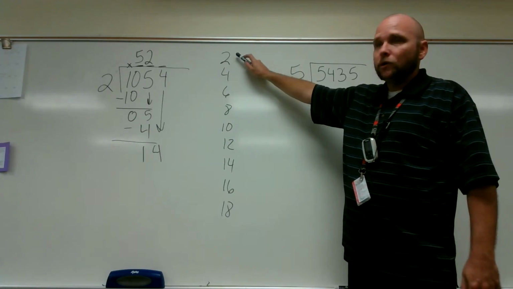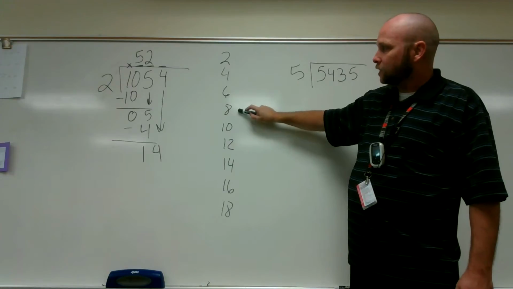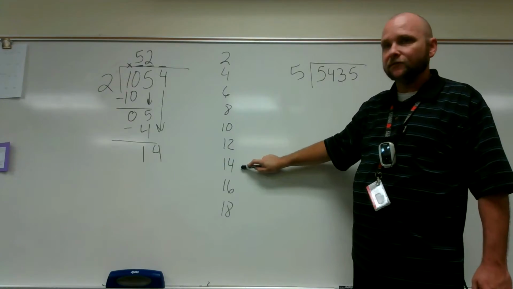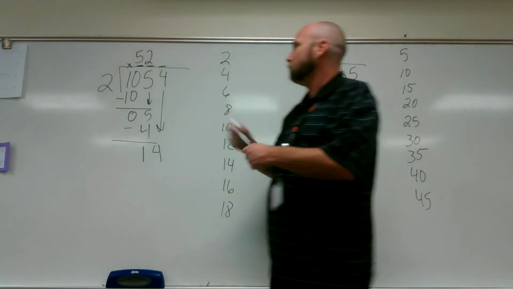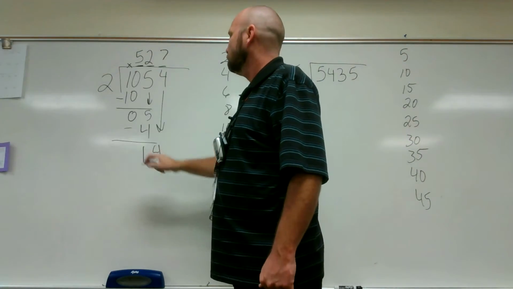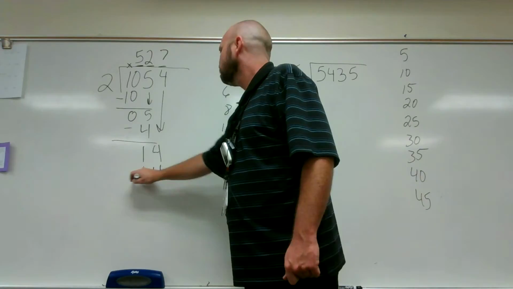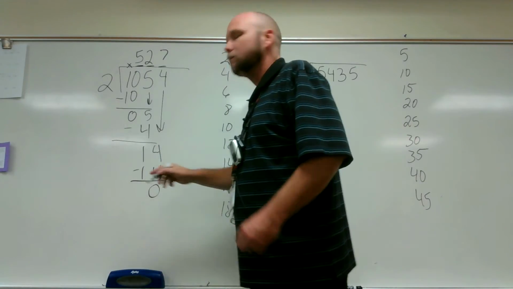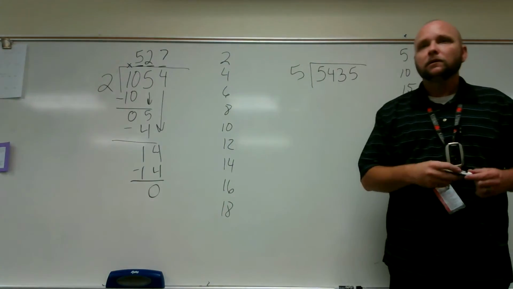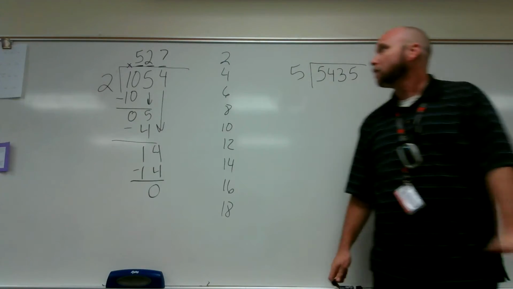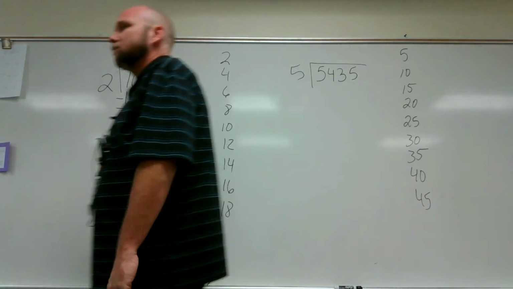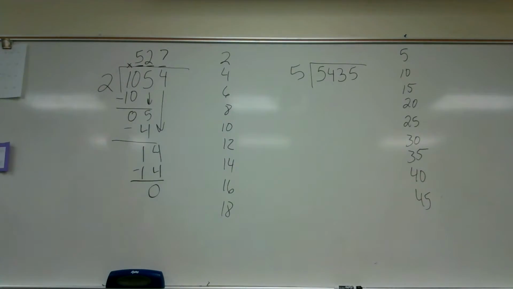Okay? So, times 1, times 2, times 3, times 4, times 5, times 6, times 7. So, 2 goes into 14 7 times. 7 times 2 is 14. Subtract, and you get 0. Yay, I got it. So we're saying that 1,054 divided by 2 is 527.